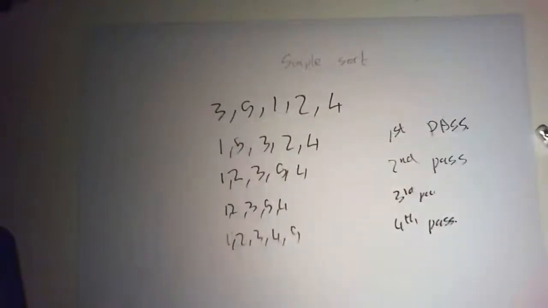So literally just finding the smallest one, putting it in the right spot, and swapping. That's all it's doing each time. Okay. Simple sort, as the man says.